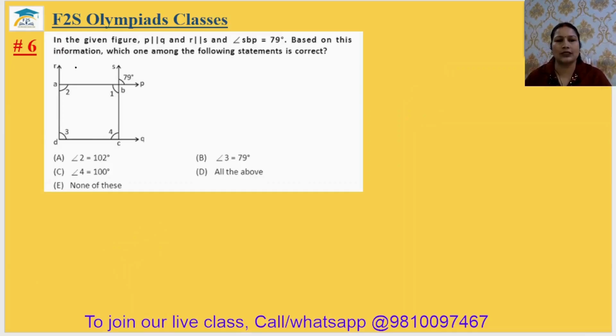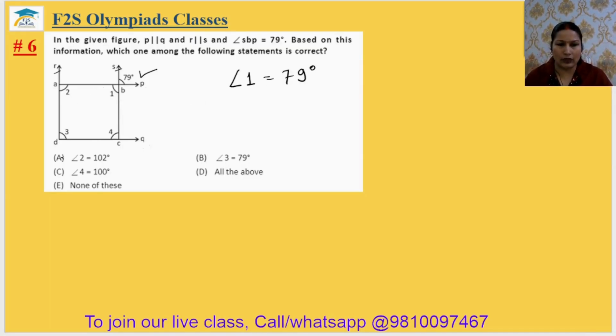Come to question number 6. In the given figure, PQ is parallel, okay? RS are parallel. Angle SBP is 79 degree. Based on this information, which one among the following is correct? So we can say angle 1 will be equal to 79 degree.